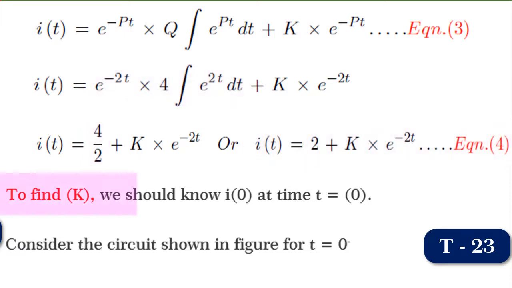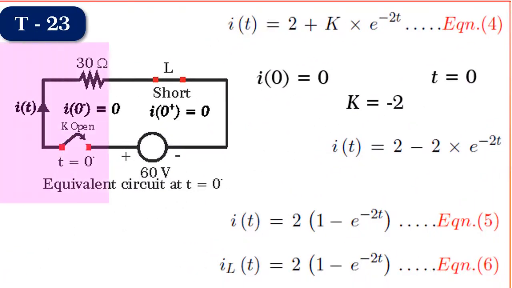To find k, we should find I of 0 at t is equal to 0. Consider the circuit shown in figure for t is equal to 0 minus. At 0 minus, k is open and it is open for infinite time, hence inductance will behave as though it is at t is equal to infinity. So, at t is equal to 0 minus, L is short and k is open, hence I0 minus is equal to 0, so I0 plus also is equal to 0.